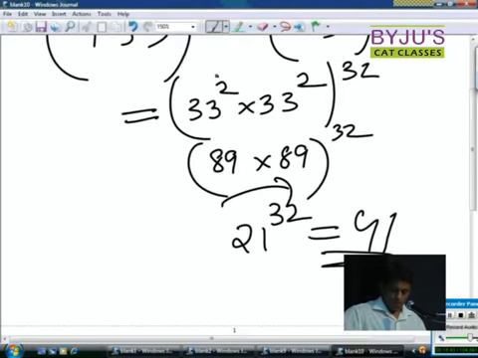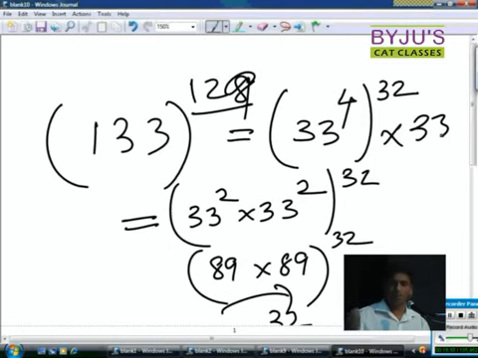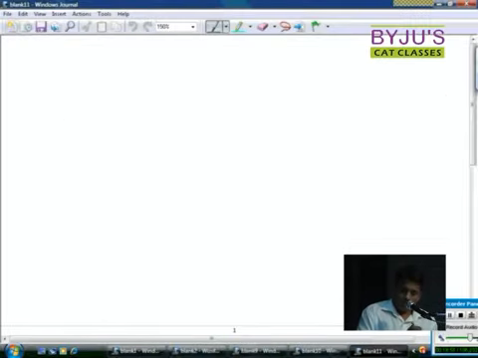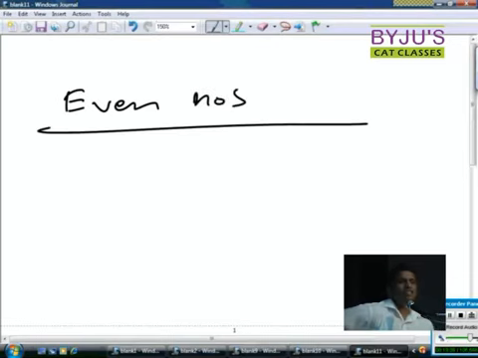Fine. So now suppose here I have given multiples of 4. In case if you get 129 here, after getting the answer, multiply by 33. If you are getting 130, multiply it by 33 square again. There again you will take 89. Now for even numbers, you have an even faster method.